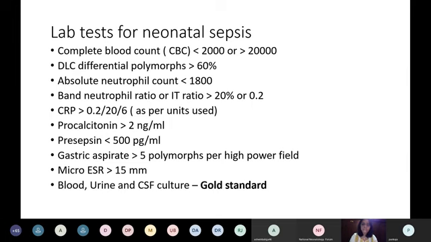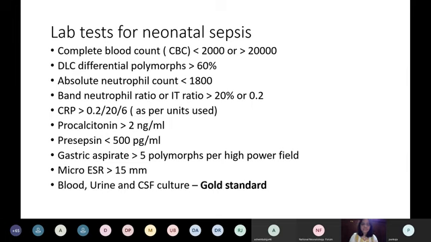As we all know, neonates can either mount a response or completely not mount a response. So they can be neutropenic, or they can have a high leukocyte count or low leukocyte count. So the total count can be high, elevated more than 20,000, or it can be less than 2,000. So both are suggestive of sepsis, out of which less than 2,000 is more significant. Neutropenia is more significant in neonatal sepsis as compared to older children, where leukocytosis is more significant.